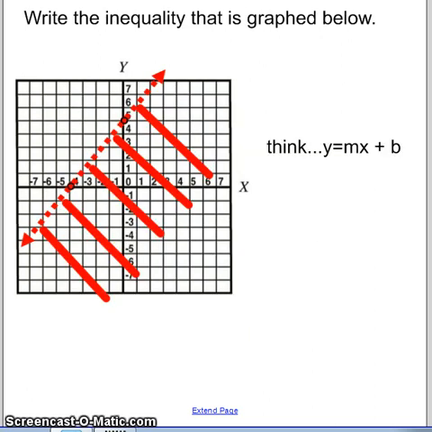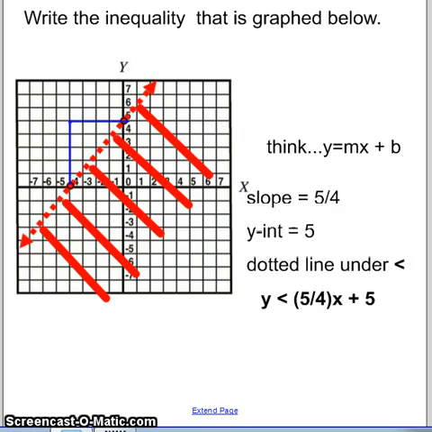This is an inequality. We're going to write an inequality for the picture that's graphed below. We pretty much do it the exact same way as we did lines, except for this shading and whether the line is solid or broken is going to determine the symbol that goes in between. So we start this one the exact same way. We figure out the slope. The slope is up 5 over 4, so the slope is 5/4. We figure out the y-intercept. The y-intercept is 5. And since it's a dotted line and shaded down, we're going to use a less than for this one. So it's going to be y is less than 5/4 x plus 5.